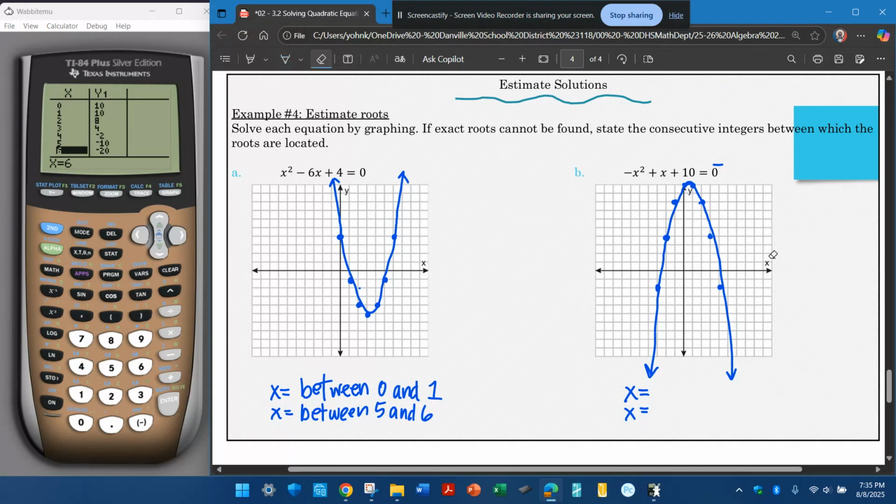Oh, that was a little off. Let's fix that one because we want to make it look better. Okay. So we have one between, let's see, -1, -2, and -3. So between, and I always put the smaller one first, -3 and -2. And then the other side, 1, 2, 3, and 4. Between 3 and 4. All right. So those are your estimating roots.